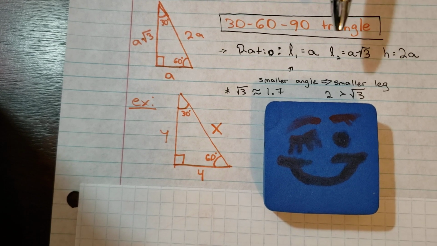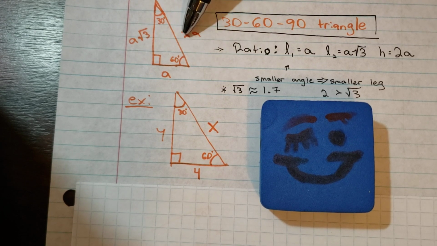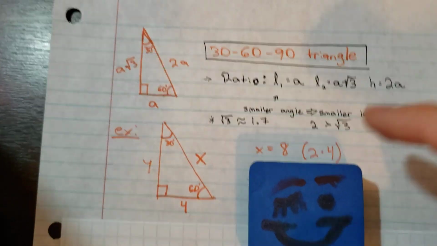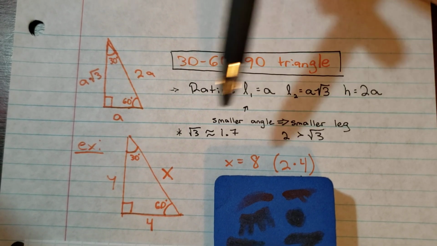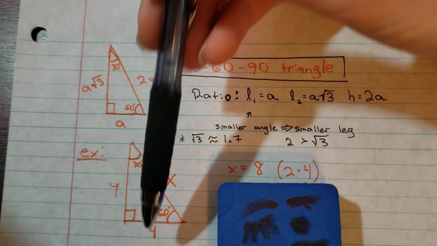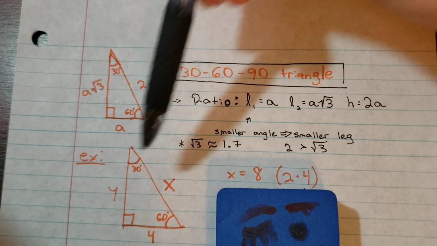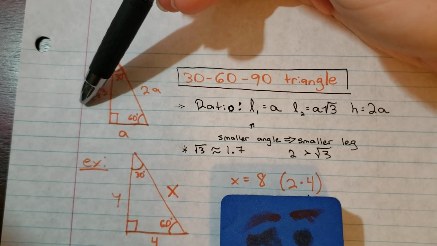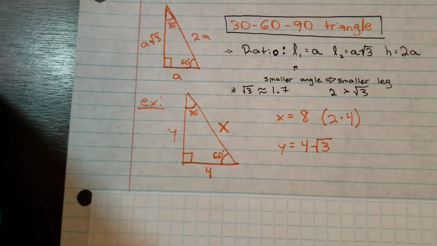Okay. Well, if I just plug it into this ratio, my hypotenuse is going to be 2 times A. A is 4, so x is going to equal 8. 8 units, right? I took the 2 from the ratio and multiplied my A, which is 4. Okay, now my y is going to be really similar. Y is going to equal A times the square root of 3. Well, A is 4, so y is going to equal 4 root 3.